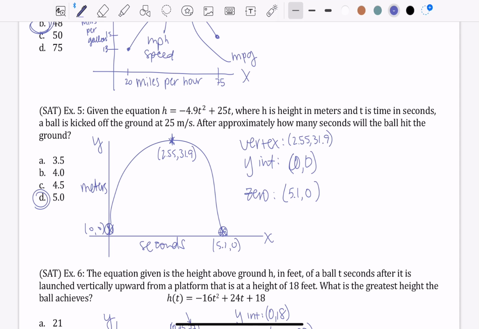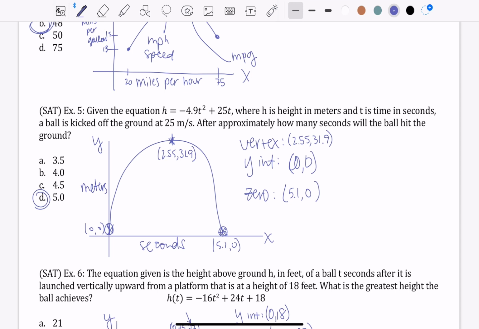Welcome back. Here is number 5. So go ahead and check that you did your diagram correctly. This time we were in meters, not feet. And our seconds was still along the x-axis. And it told us the ball was kicked off the ground. So I kept that ground right there.